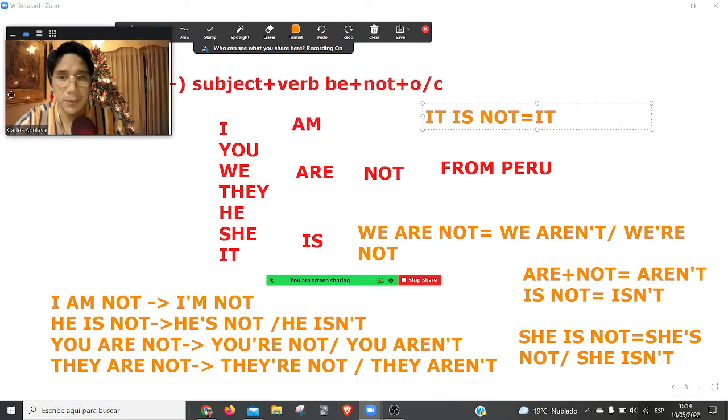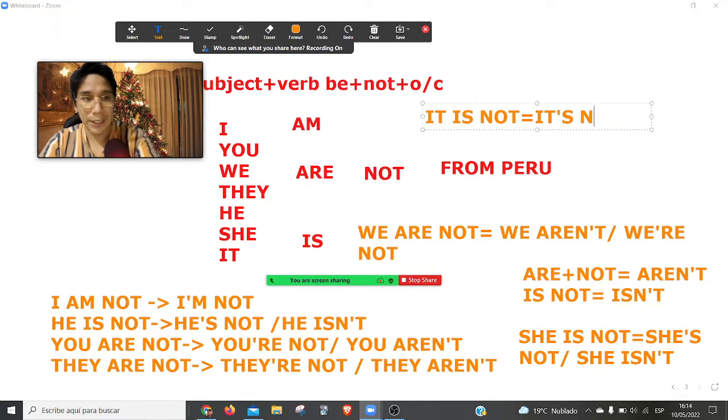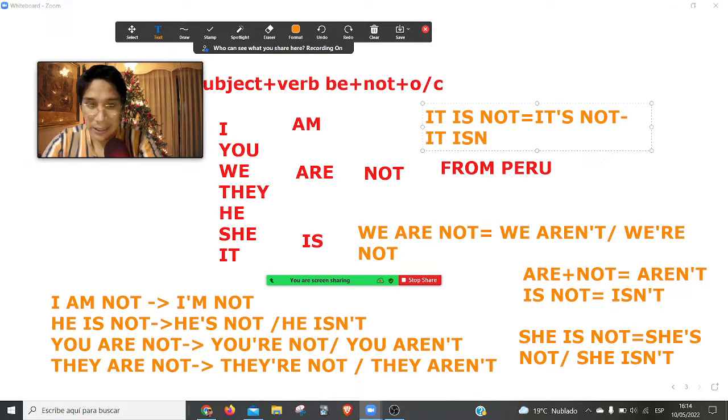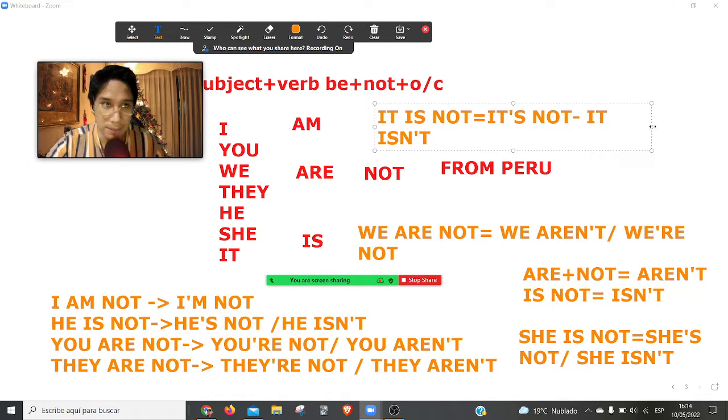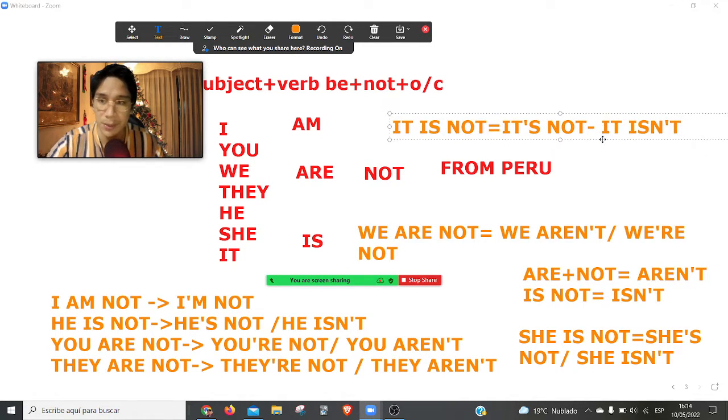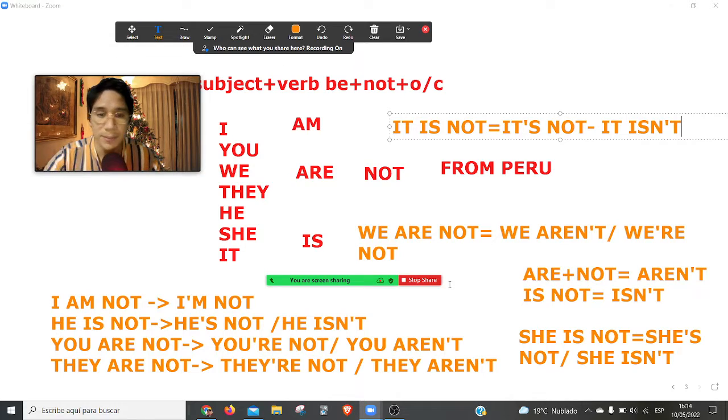One second, let me move this here. Podría ser it's not. O también podría ser it isn't. It isn't. It is not. It's not. Or it isn't. Del mismo modo tiene sus dos formas. Okay? Another question?